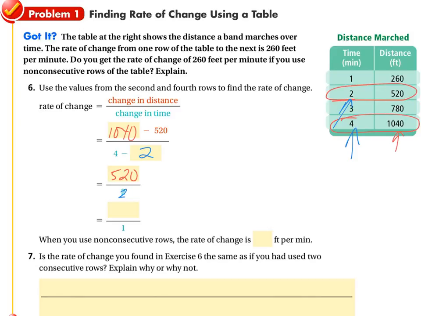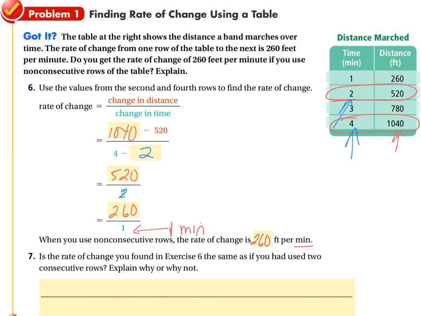Of course, as good mathematicians do, we reduce. So 520 divided by 2 is 260. So this rate of change is 260 feet per minute. Now that's per 1 minute, which is another reason we had to reduce it to get down to 1 minute.